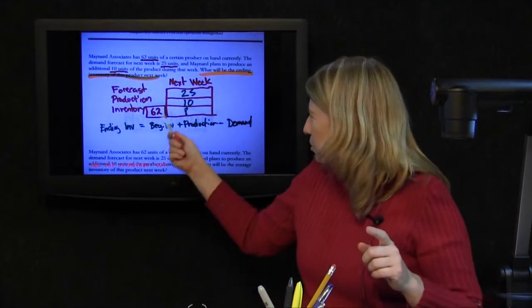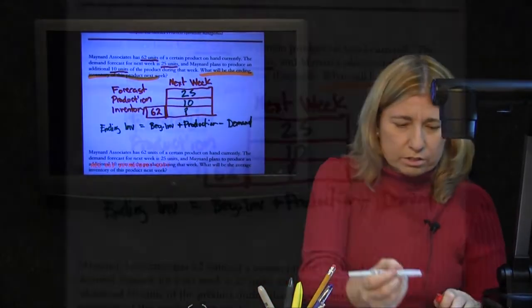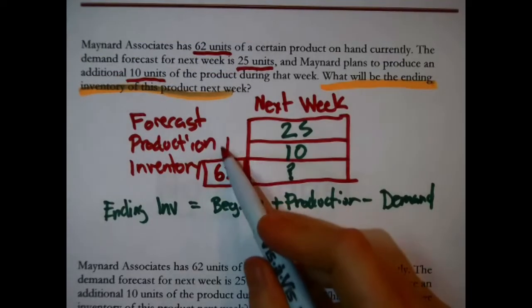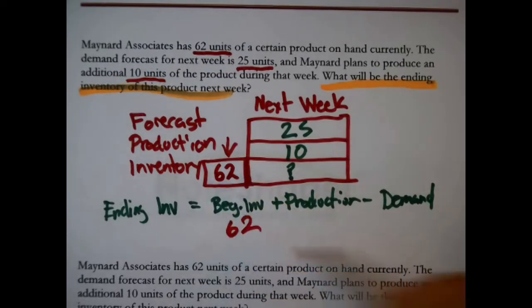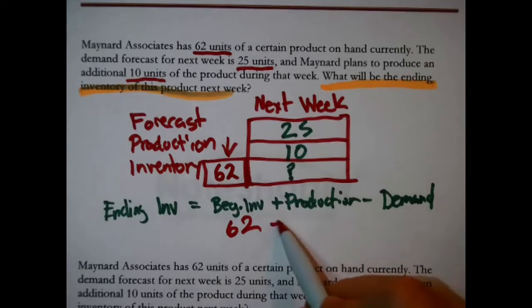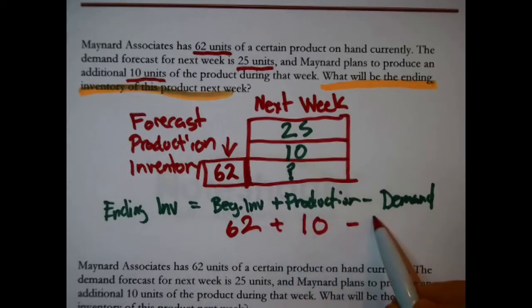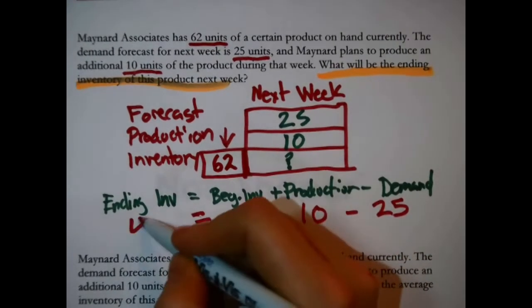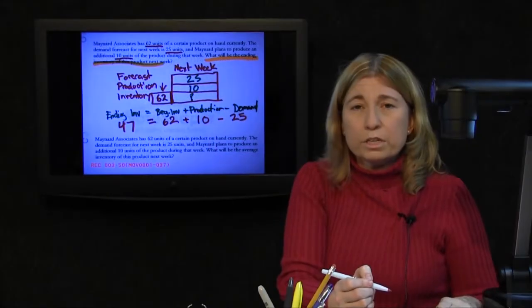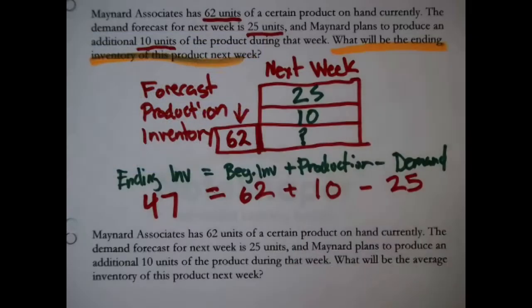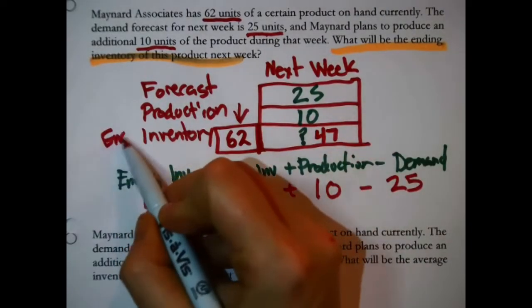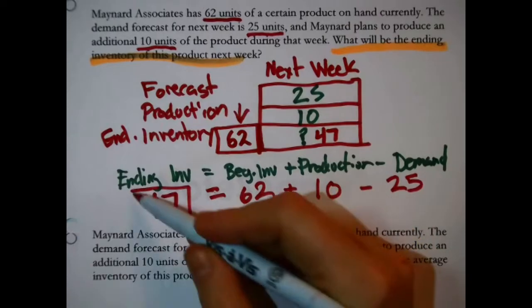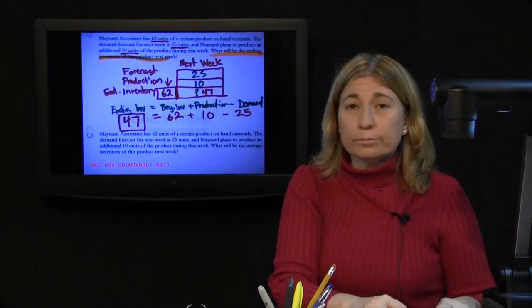So I need to fill this in to answer the question. The beginning inventory is right there, 62. The production is 10. The forecasted demand was 25. I put that in my calculator, and I get that the result is 47. As a result, you will wind up with 47 at the end of next week. So that's the answer to that question.